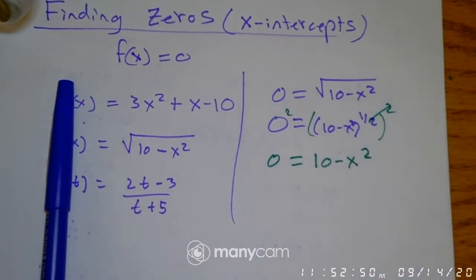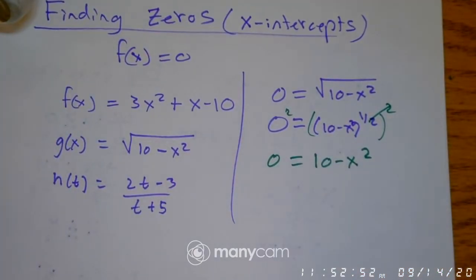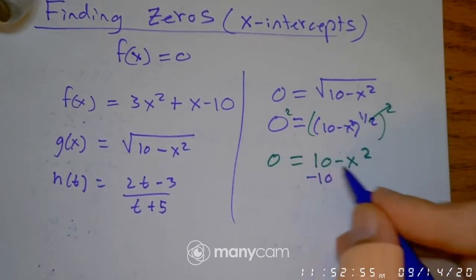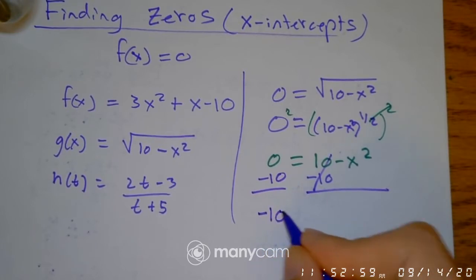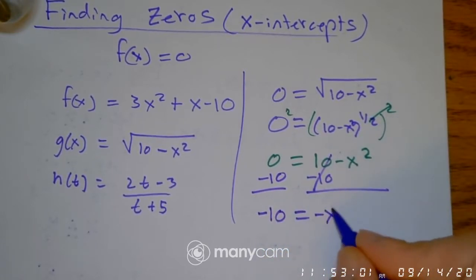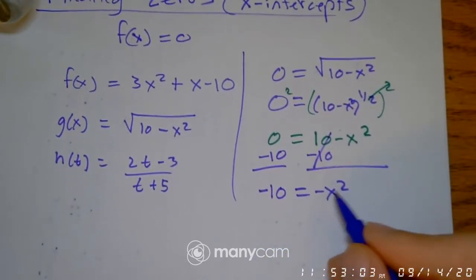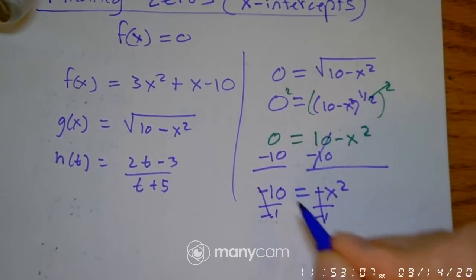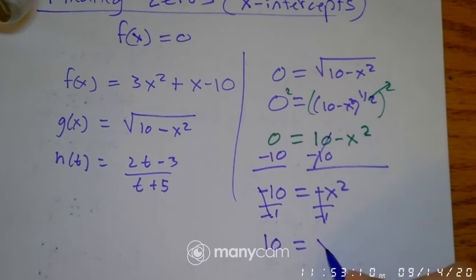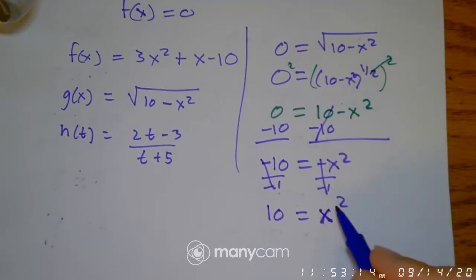Okay, so then moving forward here, I'm going to subtract 10. So I get negative 10 equals negative x squared. I don't want the negative here, so I'm just going to divide by -1. It doesn't matter if you divide or multiply, they're the same thing when you're doing that. Okay, and then I want to get rid of the squared.